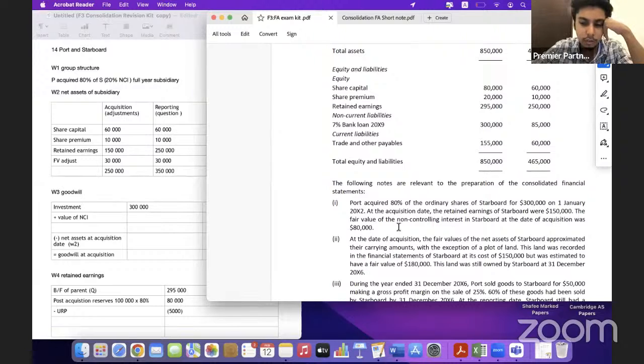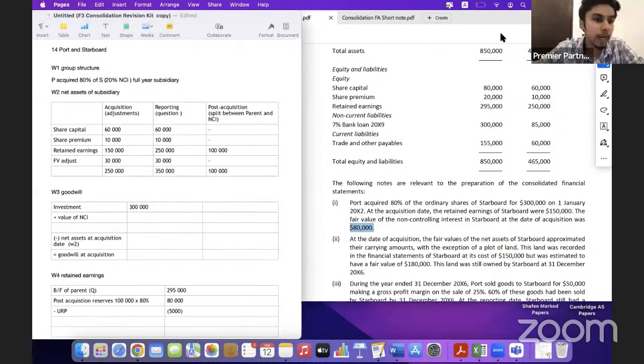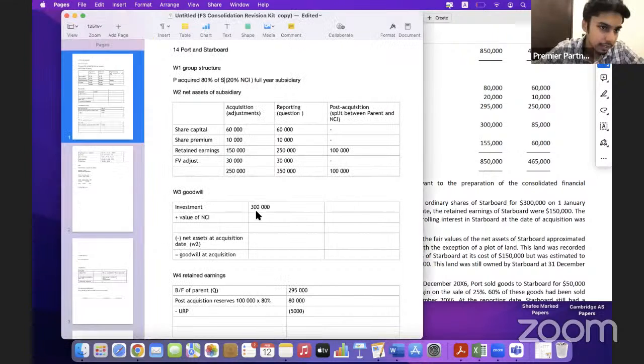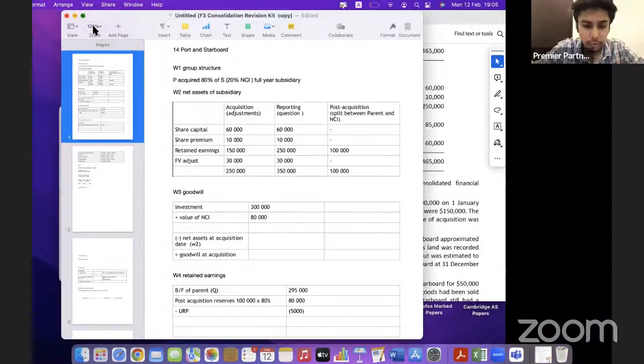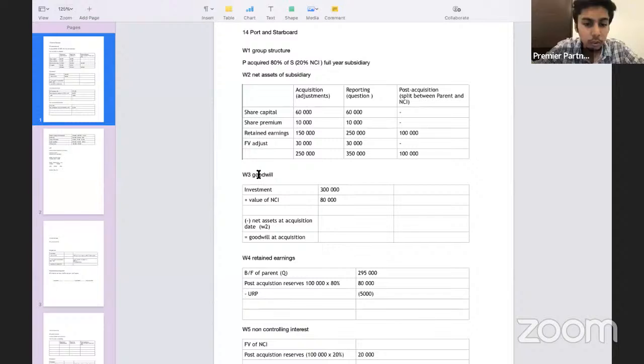The fair value of the non-controlling interest is $80,000. Can you guys see here? Fair value of NCI is 80,000. Right, now guys, normally how do we mark fair value of NCI? Like this. Step number 1, copy it here. Value of NCI, 80,000 rupees. Copy it, guys, where? In the goodwill working. Copy it here first. So, guys, when you write it here, what happens? Goodwill becomes debit. Is that clear?